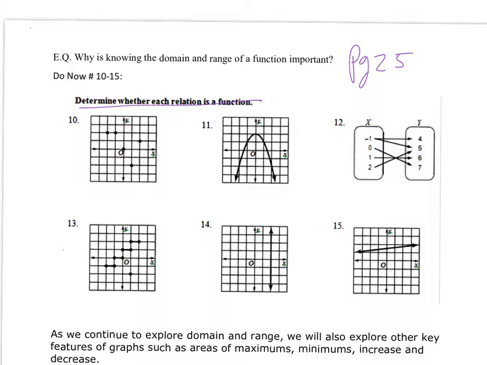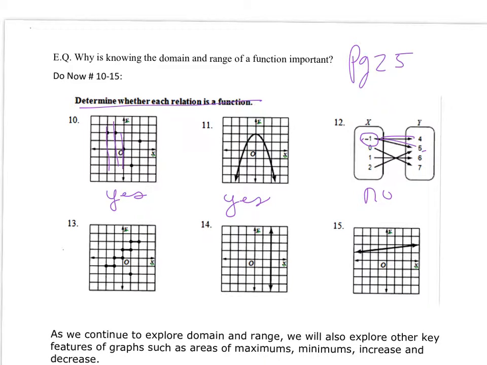So if you go through this, just do the vertical line test. Yes, this is a function. Anywhere I draw a vertical line, I will never hit more than 1 point. Number 11 is a function. Number 12, -1 goes 2 places. So that is no. That is not a function.